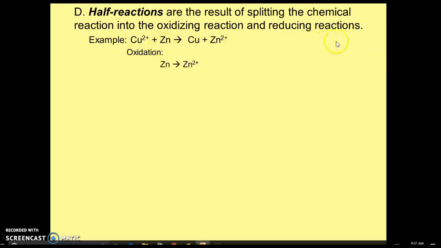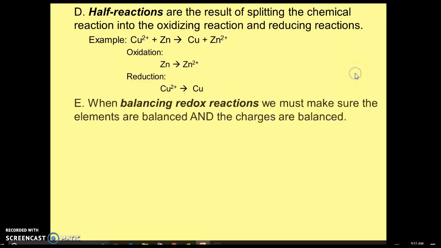We said we're going from 0 for an oxidation number to +2, so that's our oxidation half reaction. And the half reaction for reduction, copper is a +2, going to just a 0, elemental copper. When we balance redox reactions, we must make sure the elements are balanced and the charges are balanced. So we have to do both.